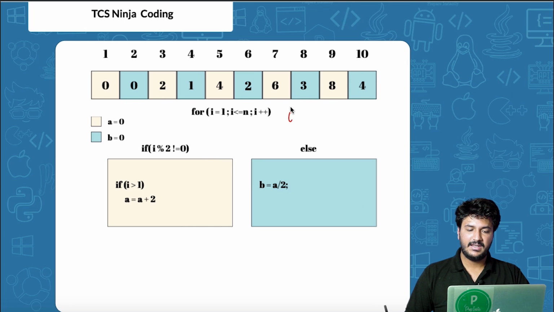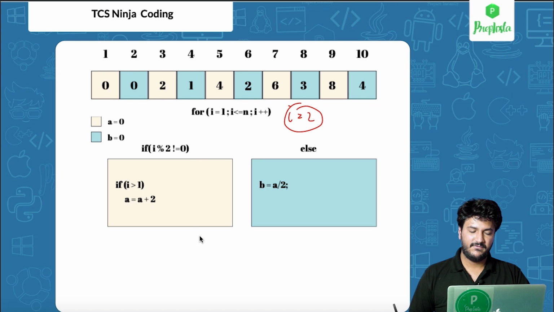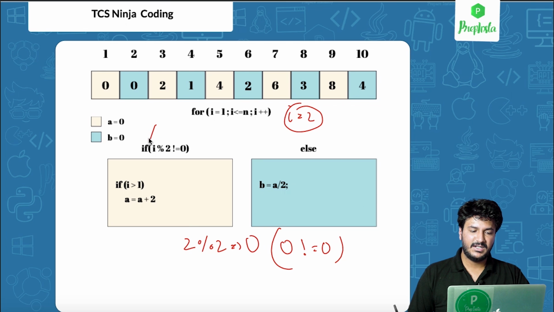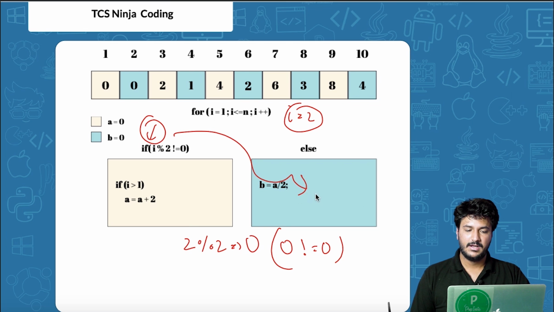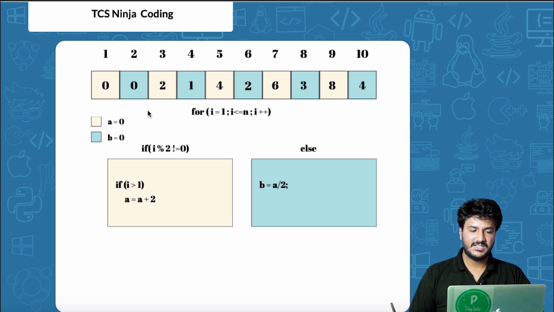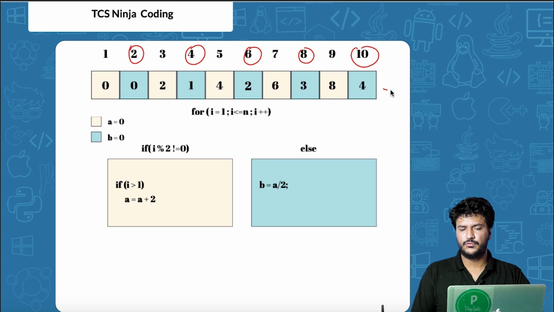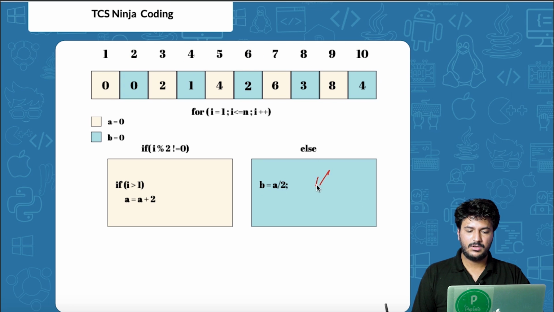For the second iteration, when i becomes 2, we do the same thing: 2 percent 2 is equal to 0. Now, 0 not equal to 0 is false, so this if condition is not satisfied, which is why it goes to the else. So whenever the i value is 1, 3, 5, 7, 9, it implements this if block, the same color that I have represented. When the i value is 2, 4, 6, 8, 10, and so on and so forth, it goes to the else condition and applies this logic.